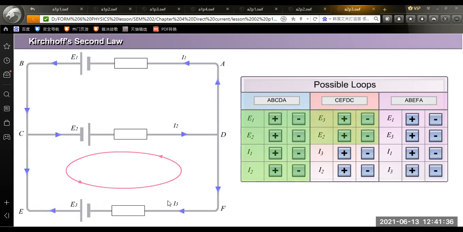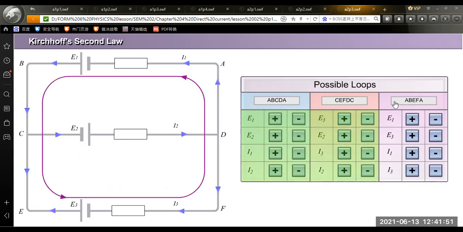I3 is in the opposite direction to the loop, so it is negative. I2 is also in the negative direction, so it will be negative as well. If I assume the loop A, B, E, F, A, then the direction of the current I1 is the same as the loop, so I1 is positive. How about I3? I3 is in the opposite direction, negative.